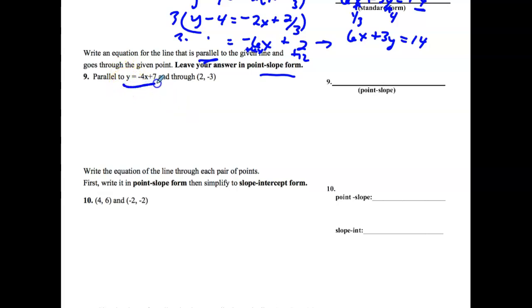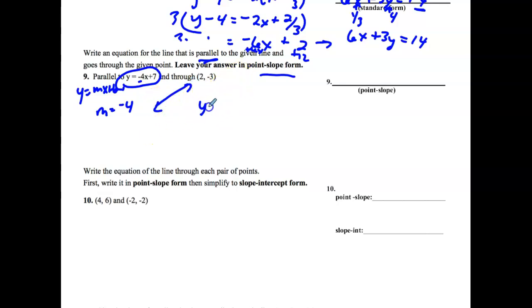So this is the line that we're using. The only thing I care about with this line is its slope, and its slope is -4. I know that because of what form it's in. It's in slope-intercept form, which is y equals mx plus b, and the -4 is in that m position. Okay? So I want parallel, so I'm going to use -4 along with this point.